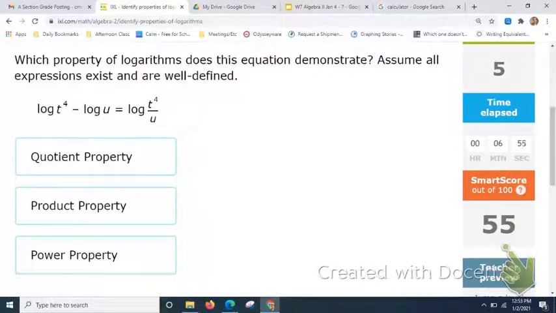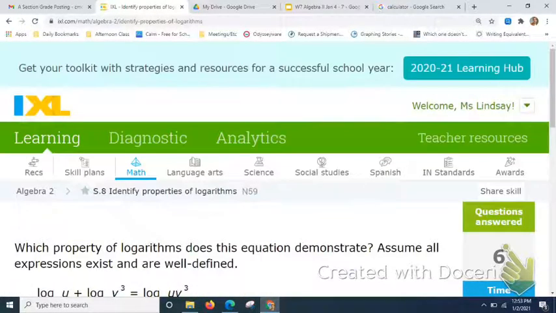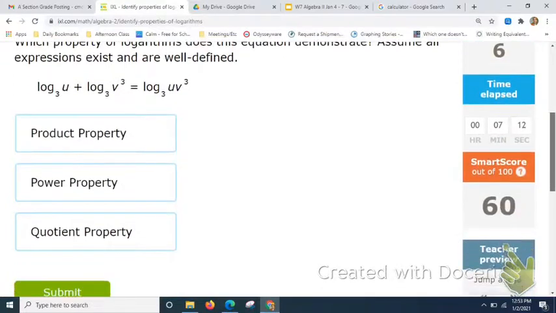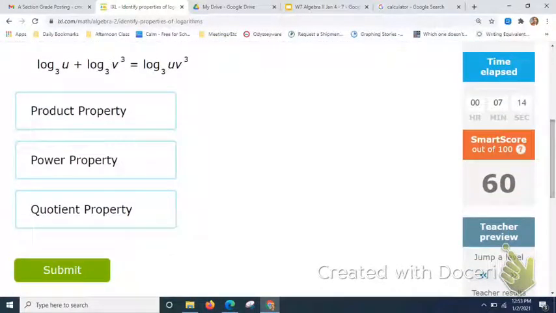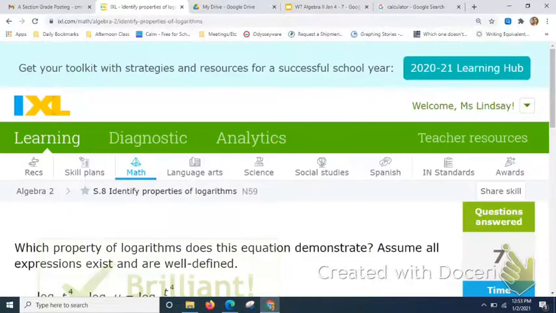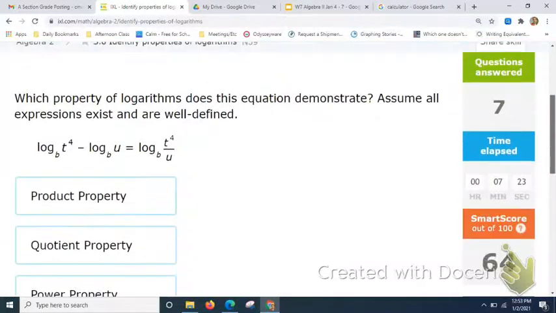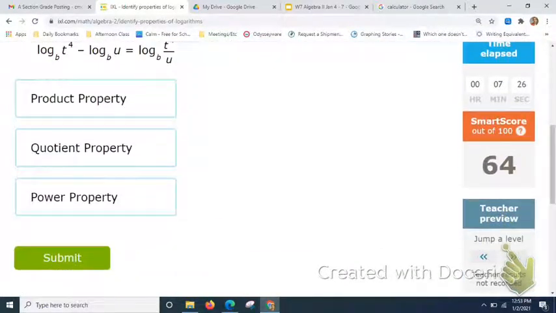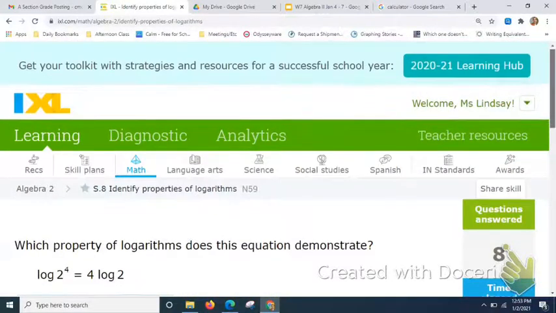So when you talk about this being well defined, they're saying like U can't be 0. So this would be quotient. Don't be thrown off by all the extra words up there. So this time, addition goes with product because it goes with multiplication in our rules. So same kind of thing here. Subtraction goes with division, so that's quotient.